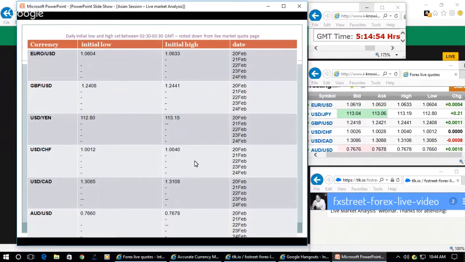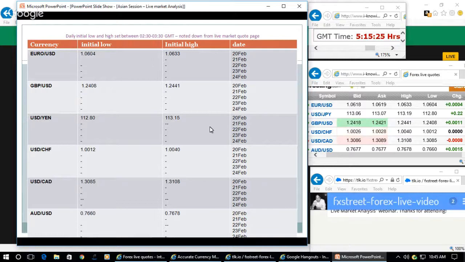Now we'll come to the market reading. I noted down the initial lows and the highs around 3:30 GMT and am trying to find out now, at 5:15 GMT, what they have done in the market. In the case of the euro, they have not breached the low or the high, and GBP also they have not breached the low or the high. In the case of yen, they have breached the high.